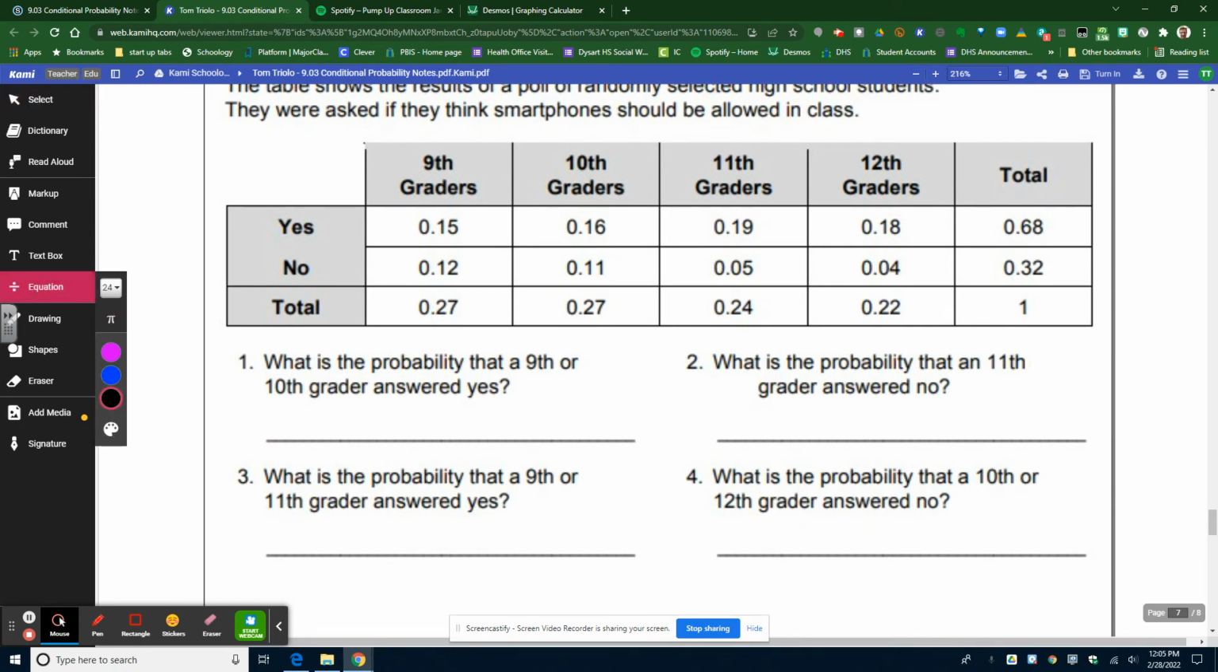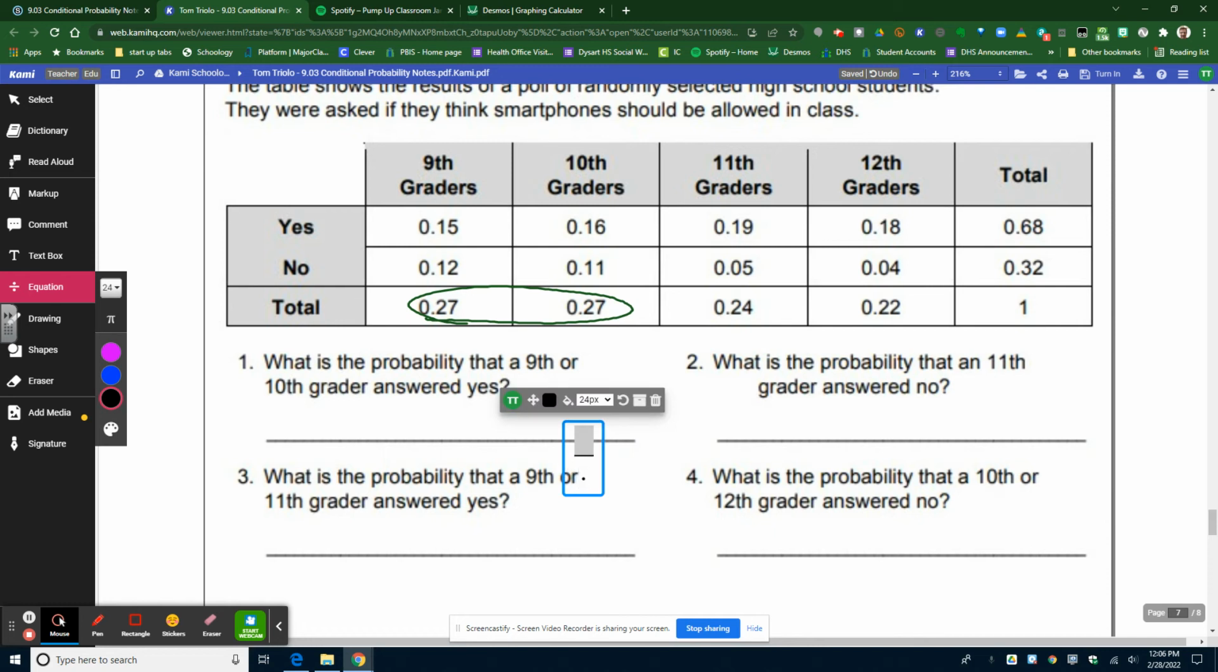So make an equation bar, box, and then bar. So the bottom. What is the probability of a 9th or 10th grader? So that's my given, 9th or 10th grader. So I take these two numbers, 27%, 27%, and add them together.